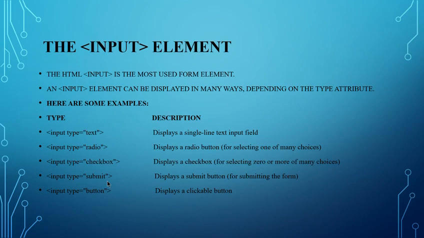Here are some examples. In a type, first I'm using input type equals text. If input type equals text, it displays a single line text input field. If input type equals radio, it will display a radio button for selecting one of many choices. If input type equals checkbox, it displays a checkbox for selecting zero or more of many choices. If input type equals submit, it will display a submit button for submitting the form. If input type equals button, it will display a clickable button.